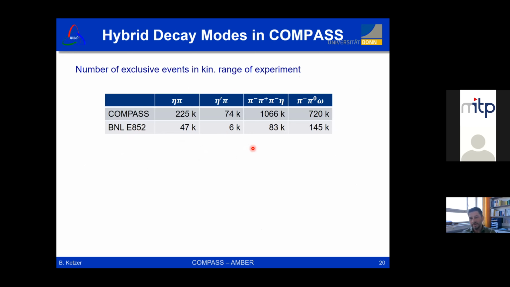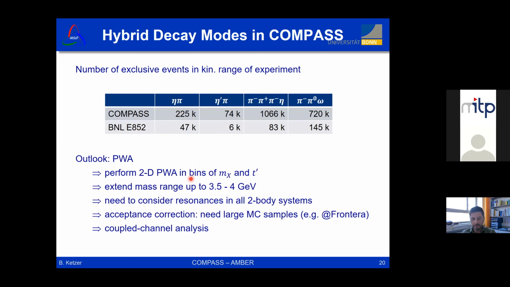I do not compare to GlueX because that's a different production mechanism. But here you see we have about a factor of 5 at least more than what was available previously. And for the partial wave analysis, as we did for the 3 charged pions, we will do a 2D partial wave analysis in bins of mX and t prime.